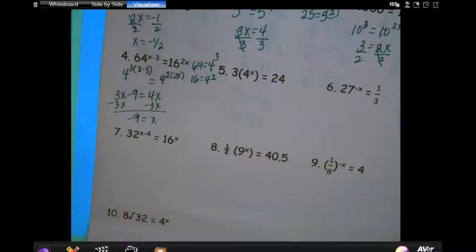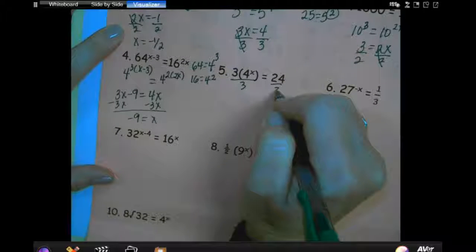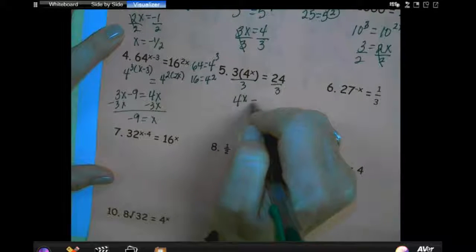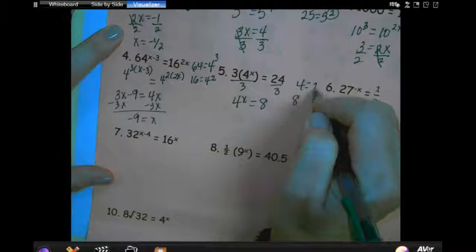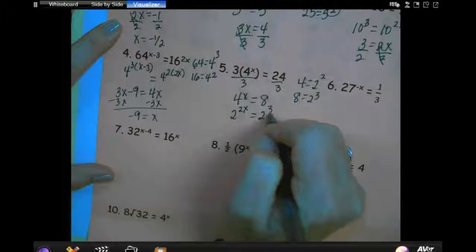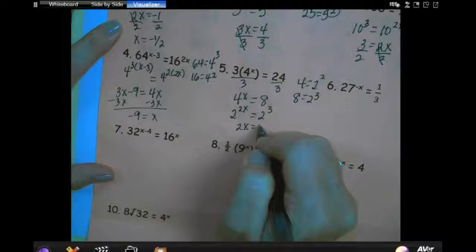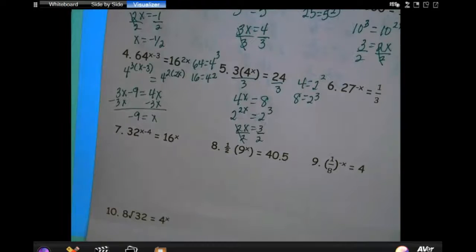All right, so I get x is negative 9. If I look at number 5, is the 4 to the x by itself? It's not. It has a 3 in front, so that's multiply. What's the opposite of multiply? So I'm going to divide by 3, and when I do that, I get 4 to the x equals 8. So I have 4 and 8, so that's 2 squared and 2 to the third. So I get 2 to the 2x equals 2 to the third. So x is 3/2.